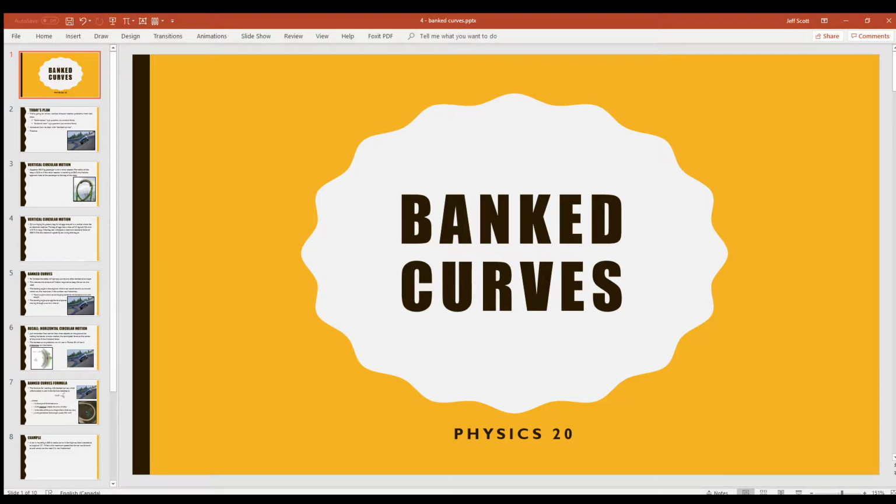Okay, today we're going to start our next topic, which is on banked curves. This is going to be a lot different than things we've been talking about so far in circular motion, but there is going to be a nice, very convenient formula we're going to cover that's going to make this a lot easier than a lot of the stuff we've been doing so far.